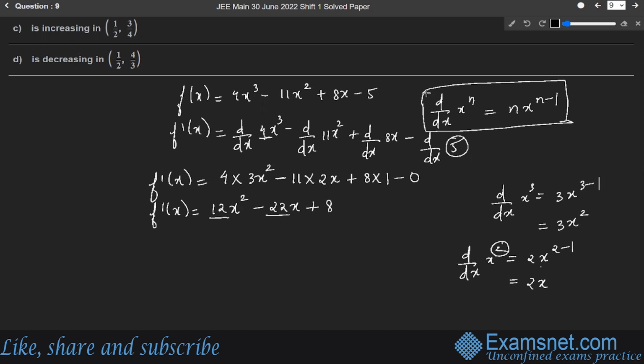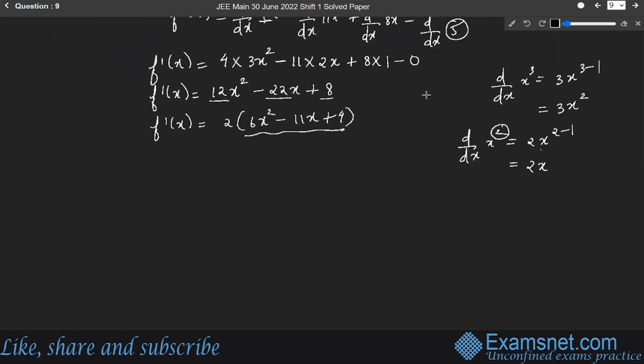Now you can see that 2 is common in all the terms. So let us take 2 common. So f dash x will be 2 into 6x square minus 11x plus 4. When we take 2 common, the remaining terms are 6x square minus 11x plus 4. Now let us do one thing. Let us find the factors of this equation. Okay, how to find the factors of this equation? See, it is very simple. First, let us write this expression. 6x square minus 11x plus 4. We have to use the splitting the middle term method here.